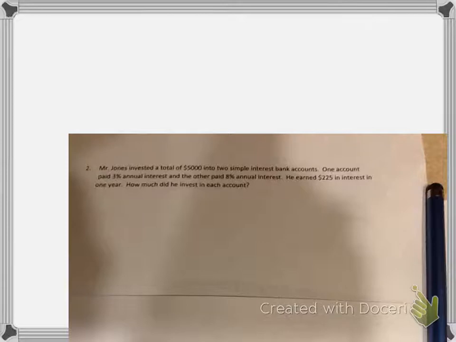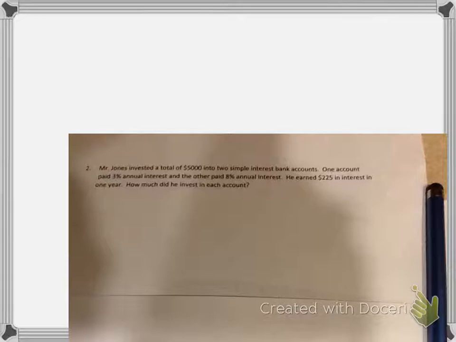So this says Mr. Jones invested a total of $5,000 into 2 simple interest bank accounts. One account paid 3% annual interest, and the other paid 8% annual interest. He earned $225 in interest in 1 year. How much did he invest in each account?